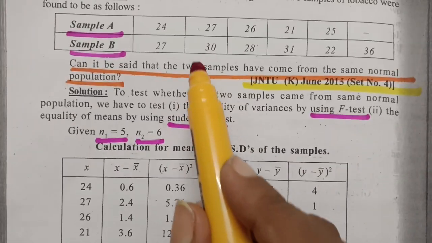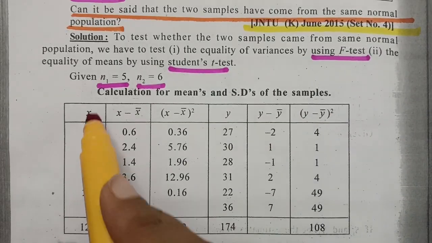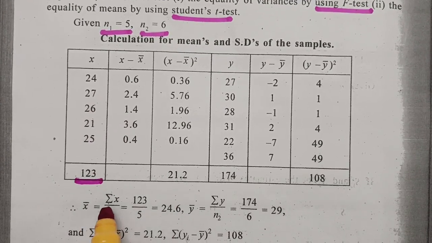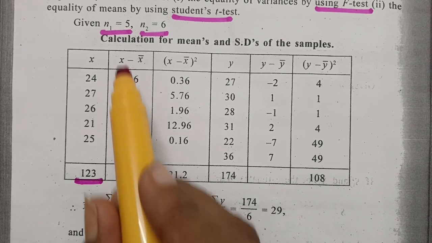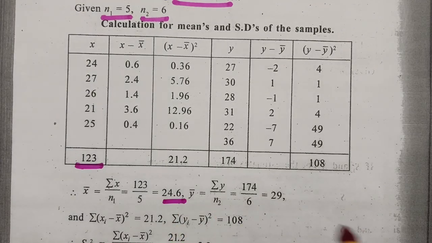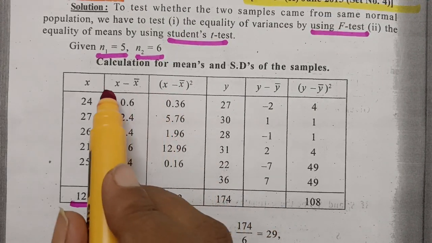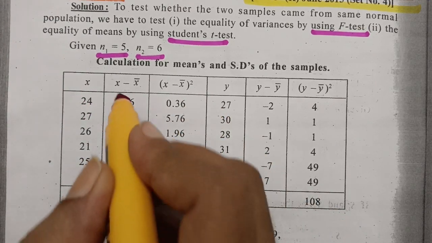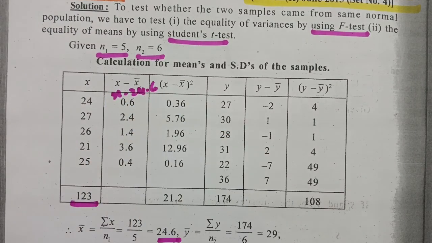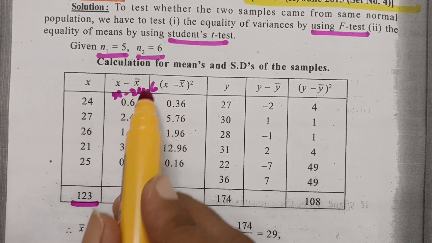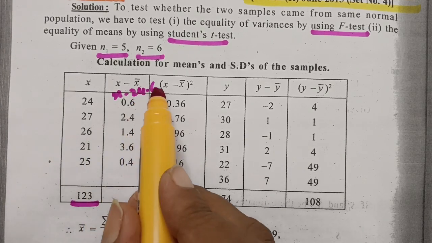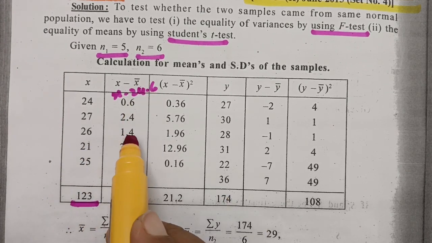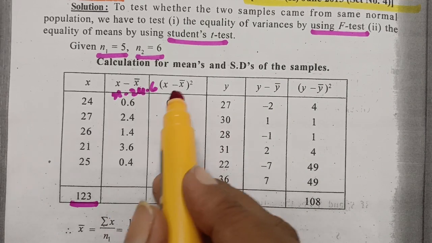The x values are taken from 24 till 25 in column 1, and next we have to make an addition, that is 123. So x bar is sigma x by n1, that is 123 by 5, which is 24.6. In the second column, x minus x bar, for each and every value of x we have to subtract 24.6. So 24 minus 24.6 is minus 0.6, 27 minus 24.6 is 2.4, 26 minus 24.6 is 1.4. Like that we have to fill the second column and then make the squares.